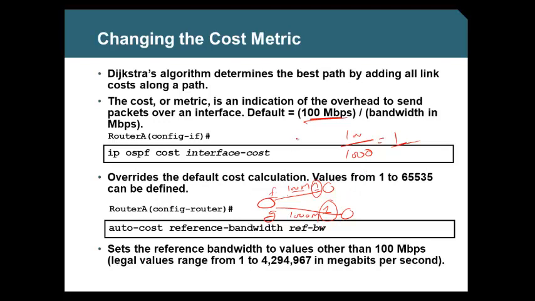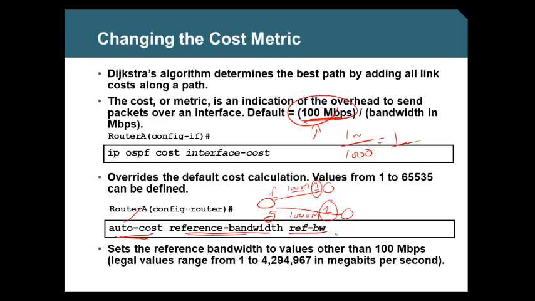So what I'm trying to say is you need to change this numerator by using this command, auto cost reference bandwidth. See, in OSPF, cost is calculated automatically by using the bandwidth on the link. For that only, you're going to change this value. So put this command under OSPF, router auto cost reference bandwidth, and then instead of 100, give 10,000.